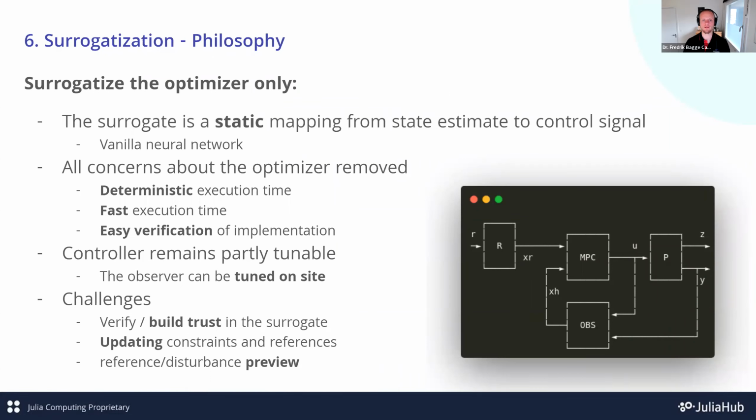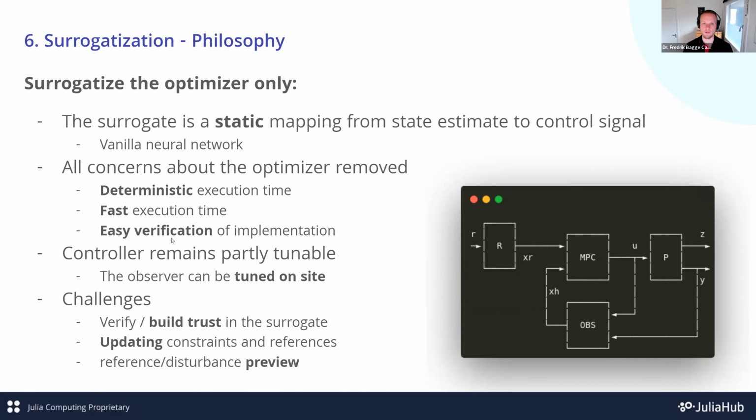It doesn't have to be a neural network, but it's one of many options. And crucially, all concerns we may have about having an optimizer in the closed loop have completely vanished now. So we have deterministic sample time. The neural network always takes the same amount of time to run. It's not only deterministic, it's also often significantly faster than running the optimizer. And it's also significantly easier to verify the implementation.